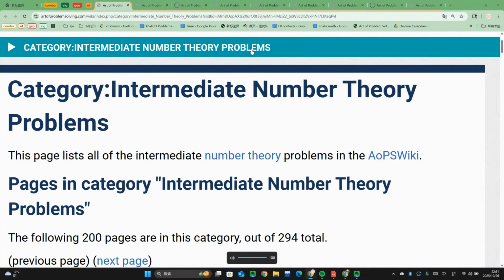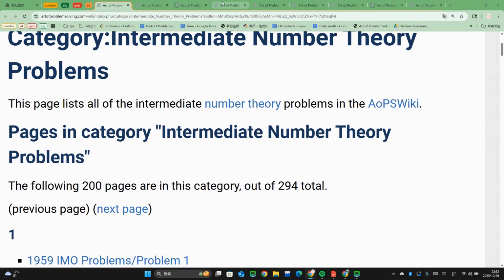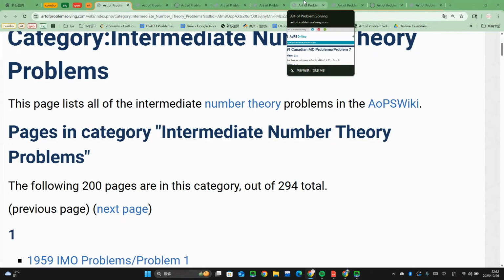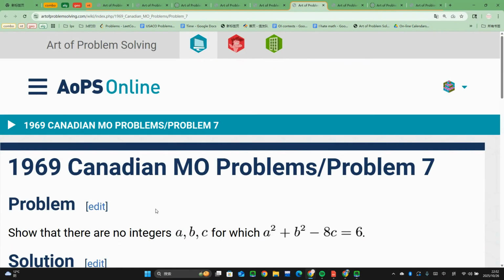Hello everyone, today we're looking at two relatively easy number theory problems, and I believe we probably wouldn't even need calculators for them. So, we have to first prove that there are no integers a, b, c for which a squared plus b squared minus 8c is equal to 6. I probably wouldn't even need scratch paper for this because it's just knowing the properties.